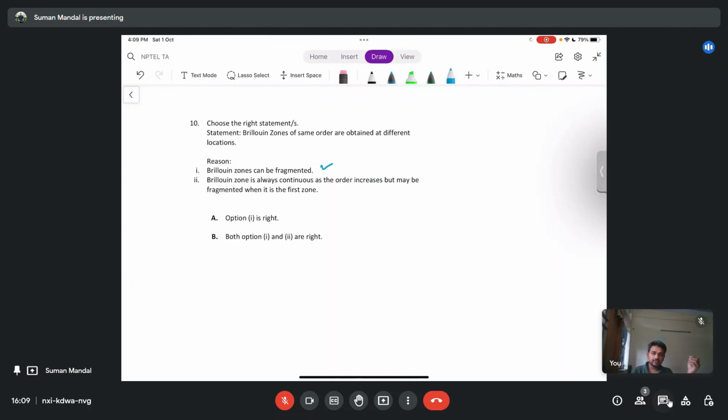Is it always continuous? The Brillouin zone is not always continuous, because we just saw that it is fragmented for higher order Brillouin zones. So option B is wrong. So only option 1 is correct. I hope this is clear. The Brillouin zone is fragmented only for second and higher orders. The first zone is always continuous.